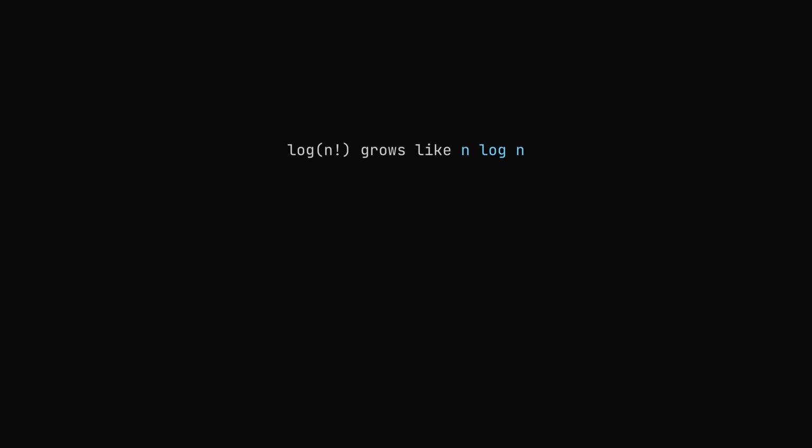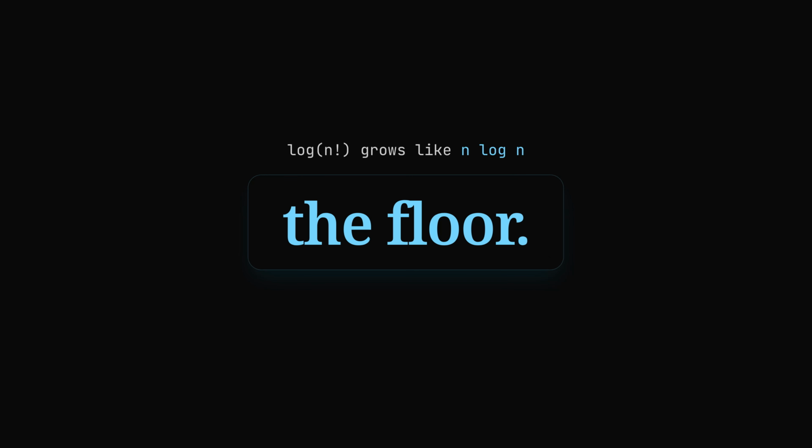And in general, log of n factorial grows like n log n. That's the floor. It's why Lesson 1's ladder calls n log n good sorting. Full stop, not a waypoint.